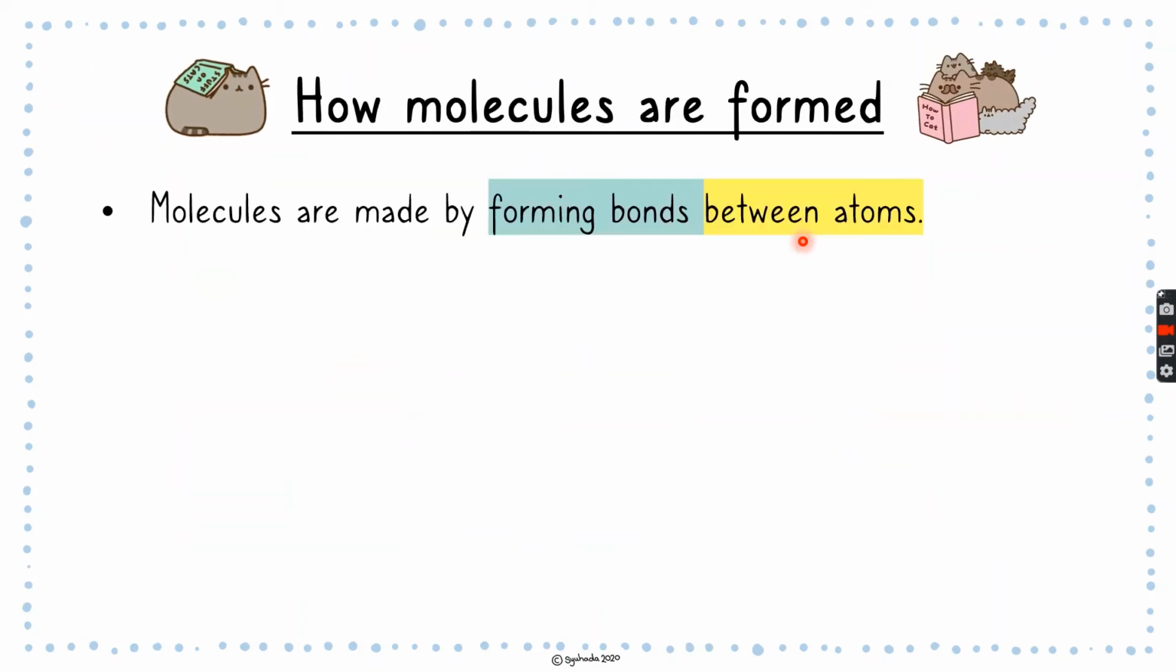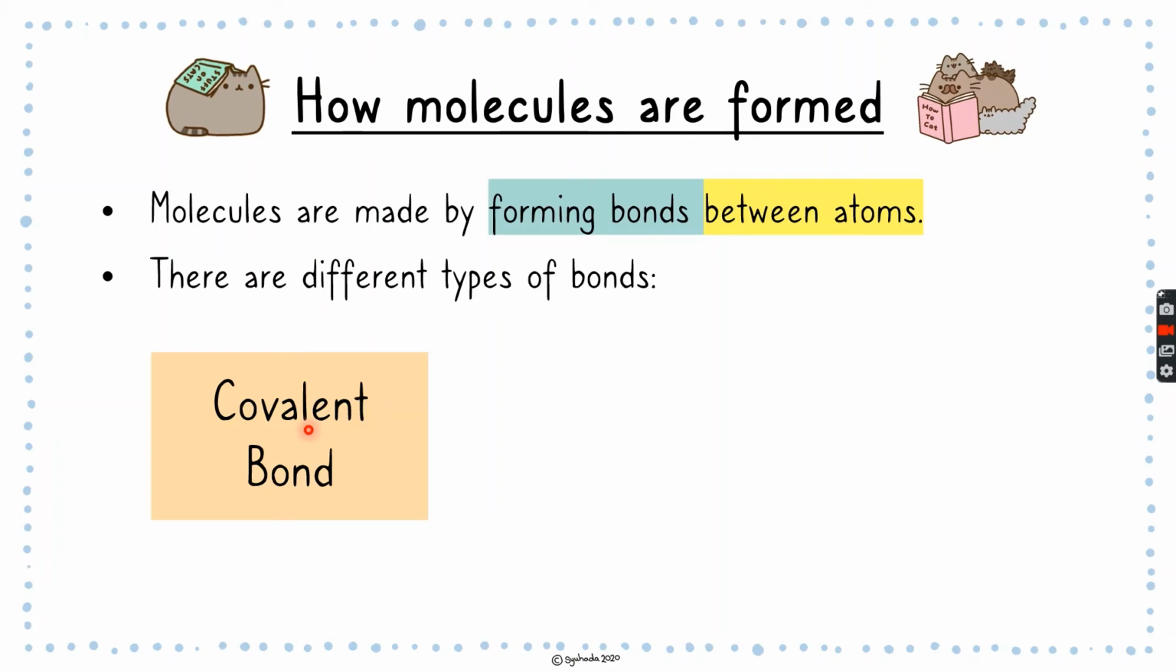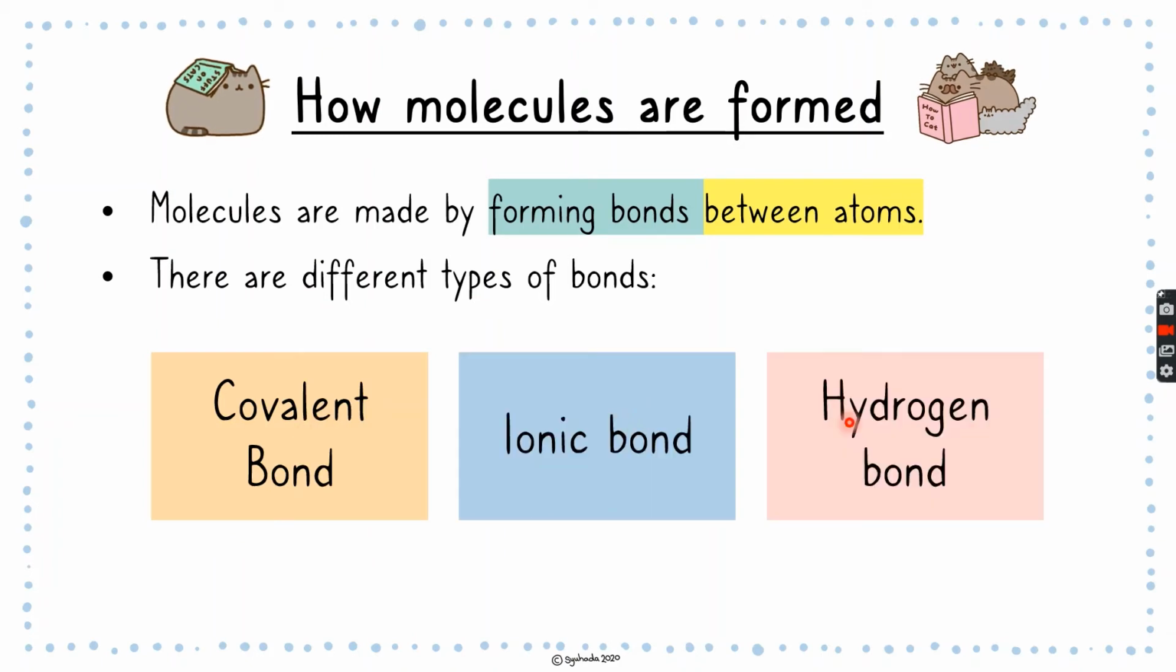So how are molecules formed? Molecules are made by forming bonds between atoms. There are different types of bonds. There's covalent bond, ionic bond, and hydrogen bond. And the main one for living organisms is actually the covalent bond, but there are also other important bonds as well. You're going to learn about the bonds between atoms in O levels in the future.